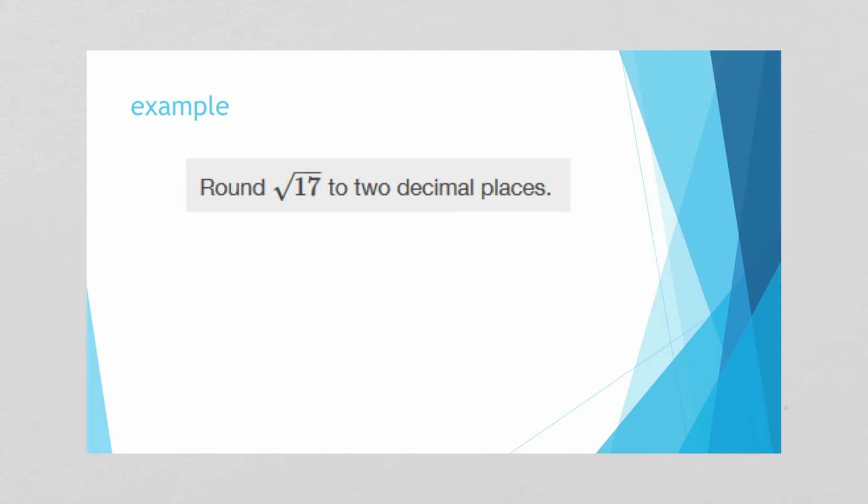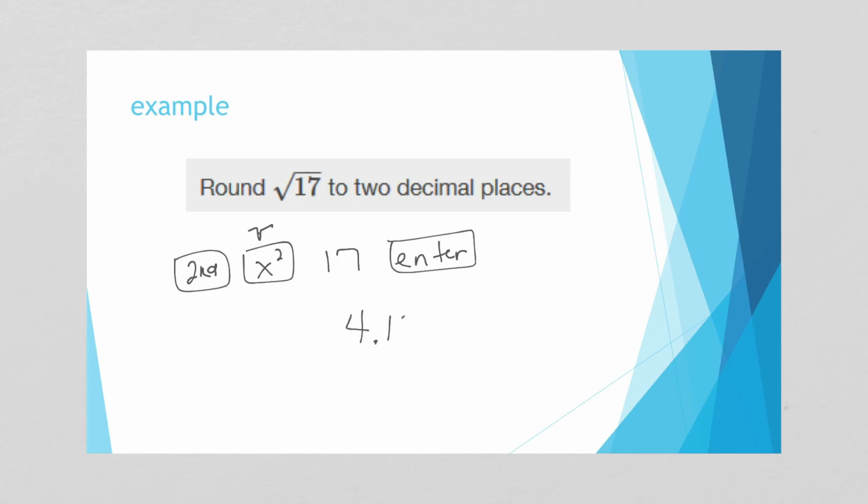So on my calculator, I'm hitting second, the x squared button, which is the radical button. And then I'm going to type in 17, and then I'm going to hit enter. Okay, so second, square root, 17, enter, and I get 4.123105. I'm just not going to finish writing that because we're only rounding to 2 decimal places.